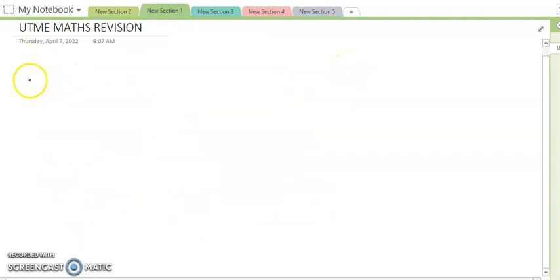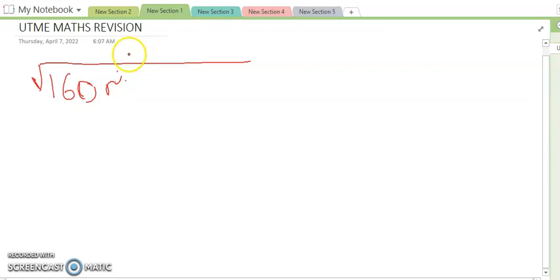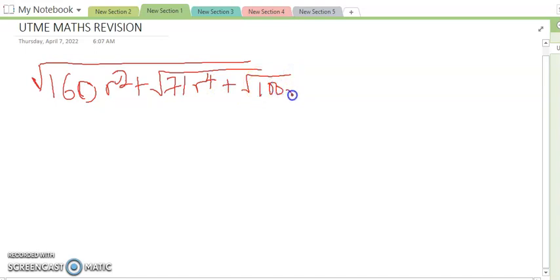The question says, watch, square root of 160 r raised to power 2 plus square root of 71 r raised to power 4 plus square root of 100 r raised to power 8. Let us extend this. So what do we do? Let us first solve this one.